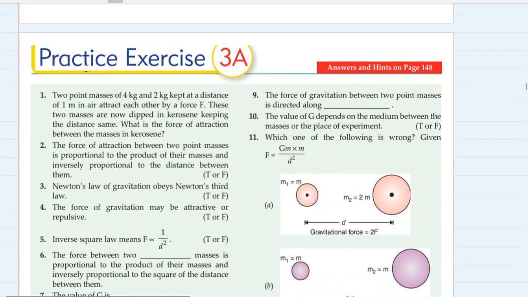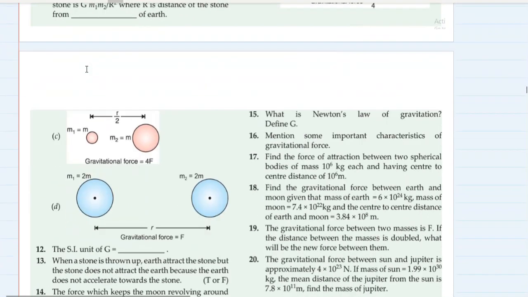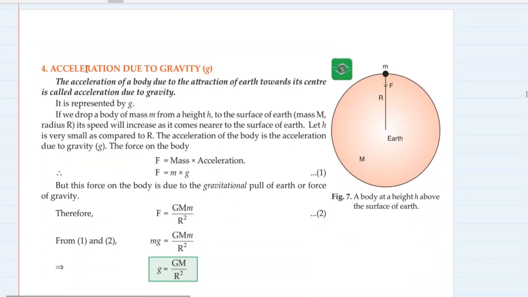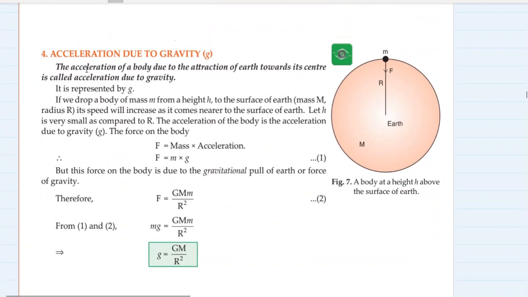Okay, so that was the first part. I'm not giving you this exercise. This exercise is meant for some other students, and that is CBSE students. For ICSE students, they already have an exercise in their textbook.